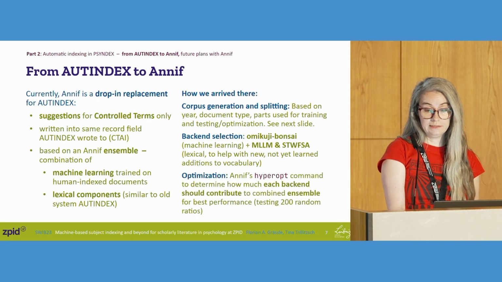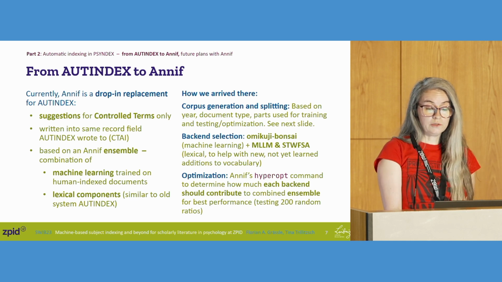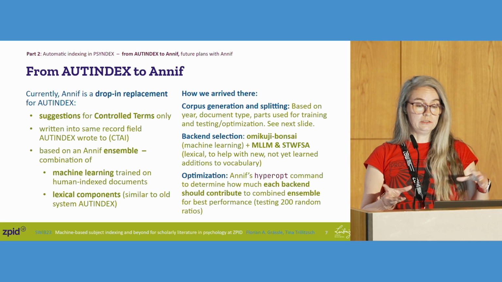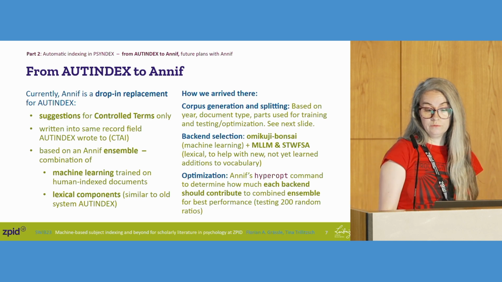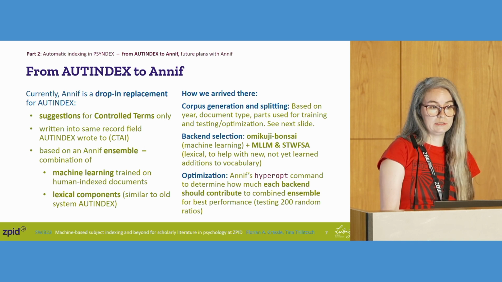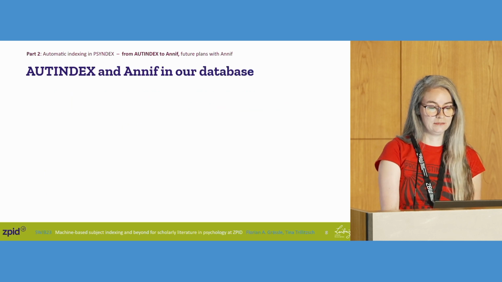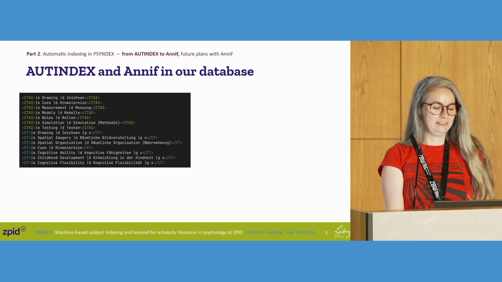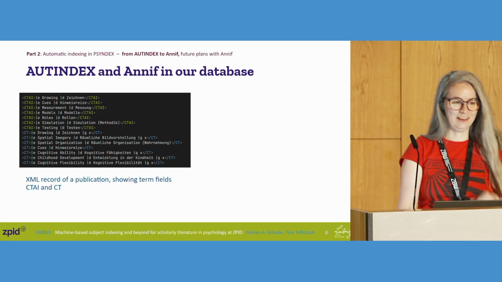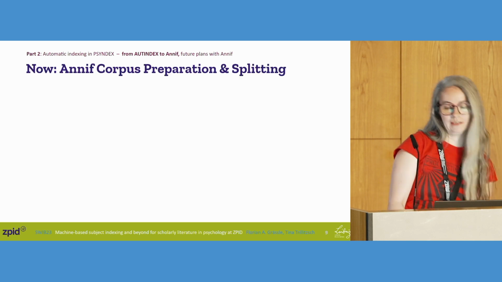As to optimization, we simply used Annif's built-in hyperopt command to determine how much each ensemble backend part should contribute to the ensemble for best performance. And after testing 200 random ratios, came up with a good performing combination. This is one I'm going to skip over quickly, because it's just how it looks in our XML records, the suggestions, and what the indexers actually used.